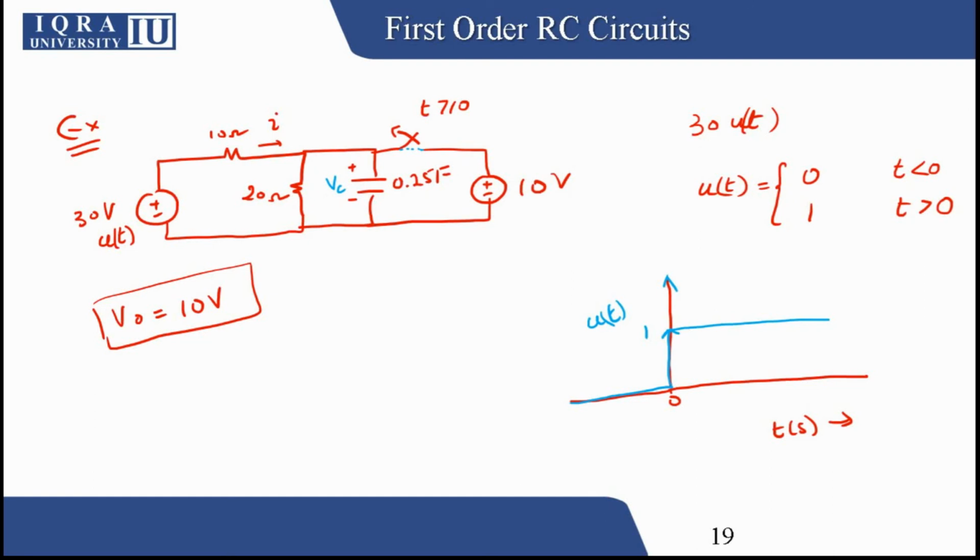Now the case when the switch is open, t is greater than 0: the voltage is supplied by this source. So what is the voltage drop across the 20 ohm? The capacitor voltage will be the voltage across the 20 ohms. So how to solve this scenario?